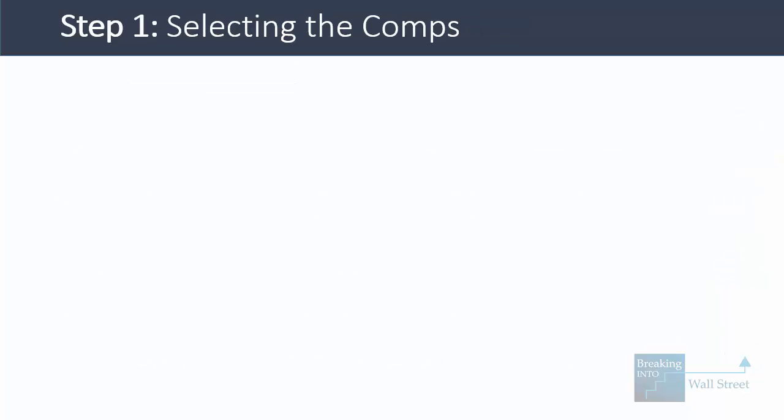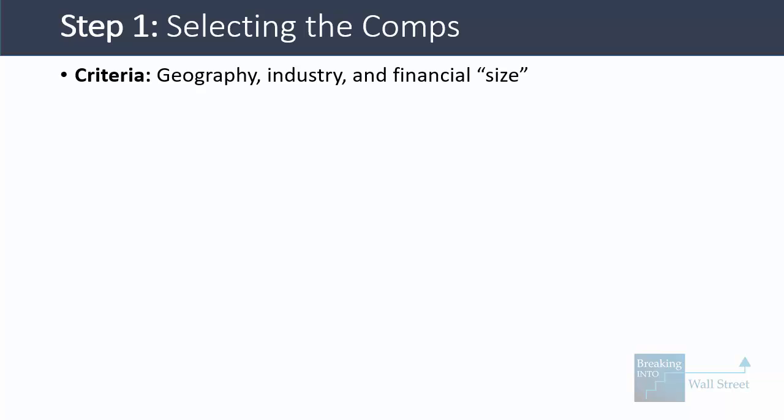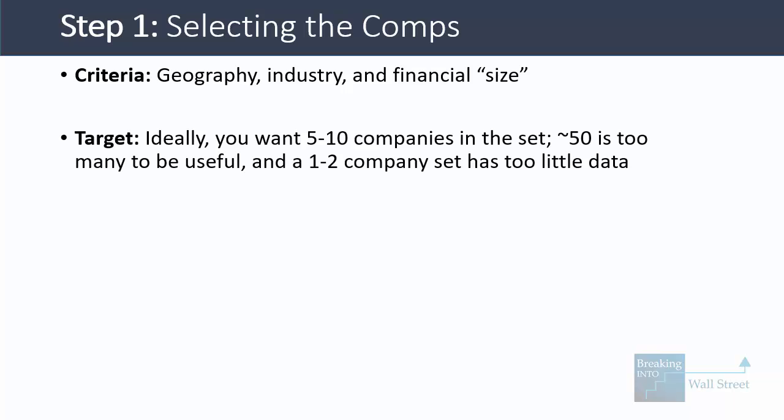Let's go into step one here first and talk about how you select the public comps or the comparable companies. You normally select them based on geography, industry, and financial size. Ideally, you want about 5 to 10 companies in the set. If you have 50 companies, that's too many to be useful. They can't possibly all be comparable to yours.